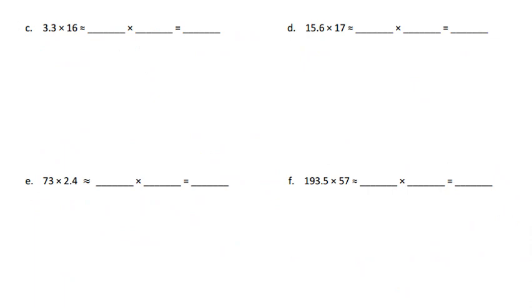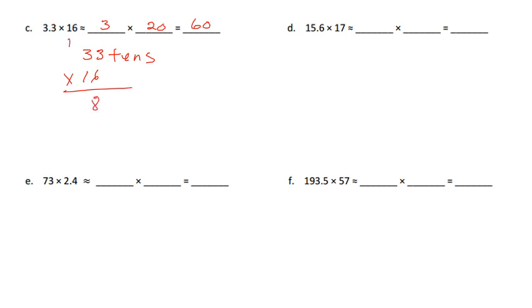Okay, now on these, we're just going to be using the standard algorithm in order to solve. So first thing we're going to do is round. We know 3 and 3/10 is close to 3. 16 would be close to 20, so our answer has to be close to 60. So I'm going to rename 3 and 3/10 to 33/10 times 16.